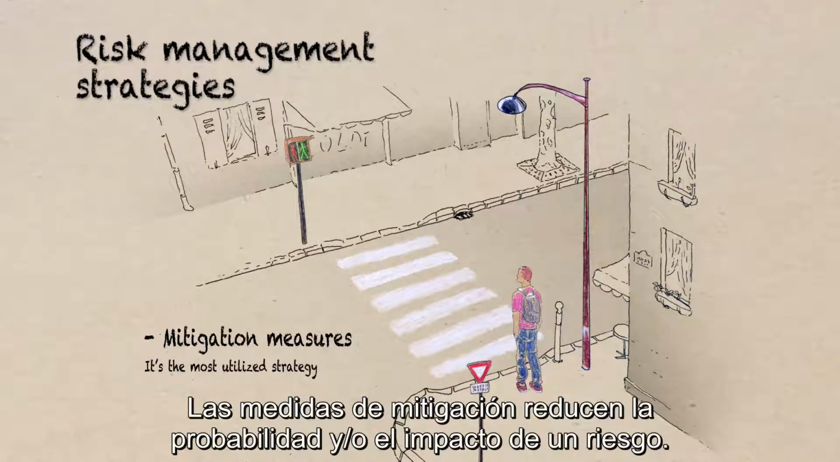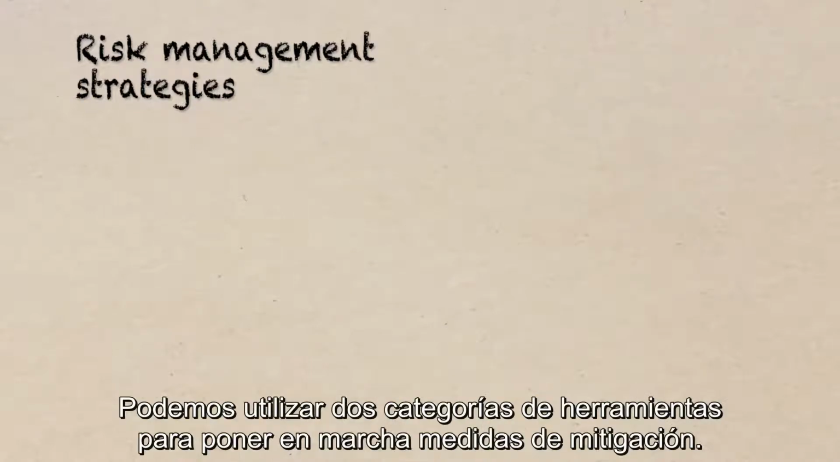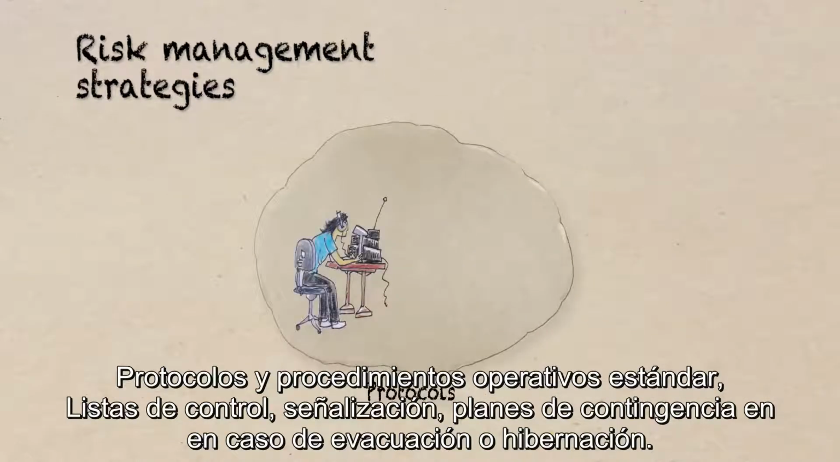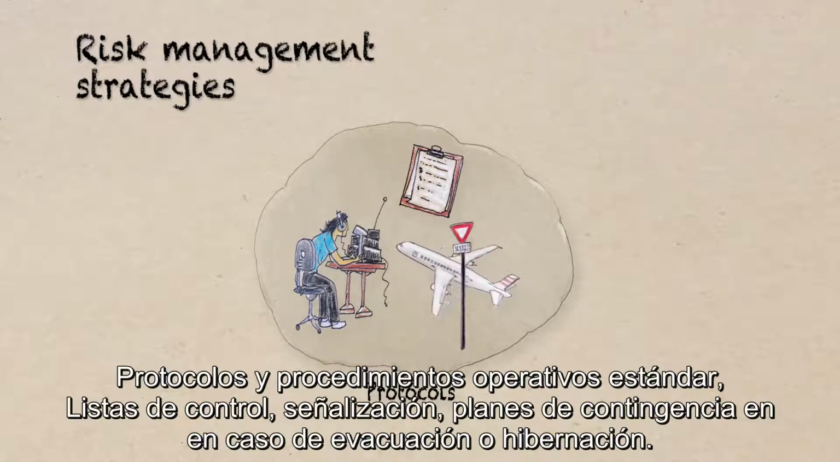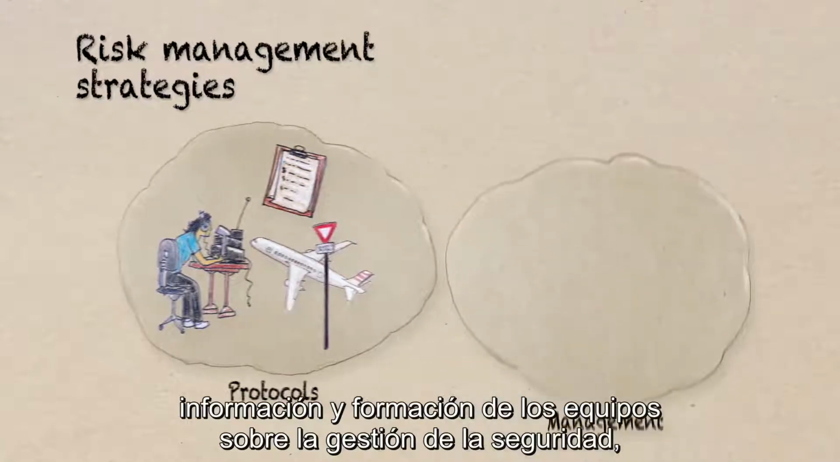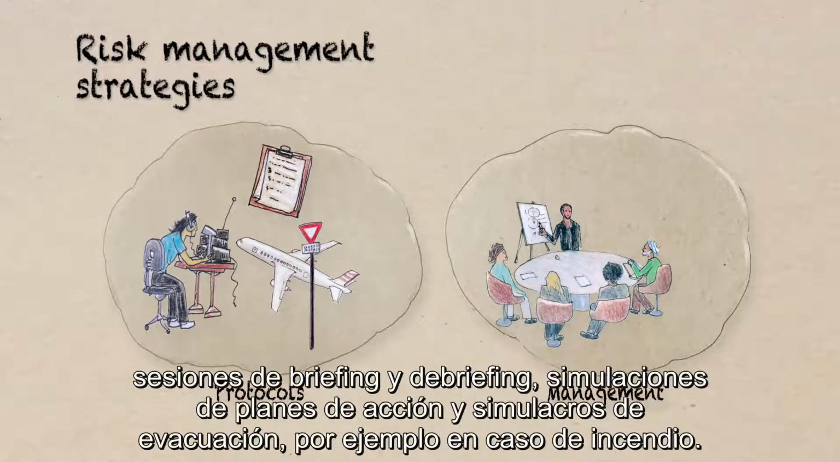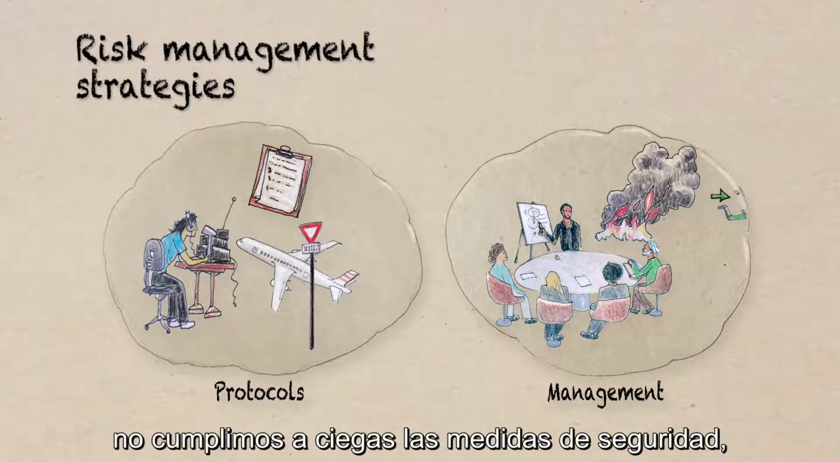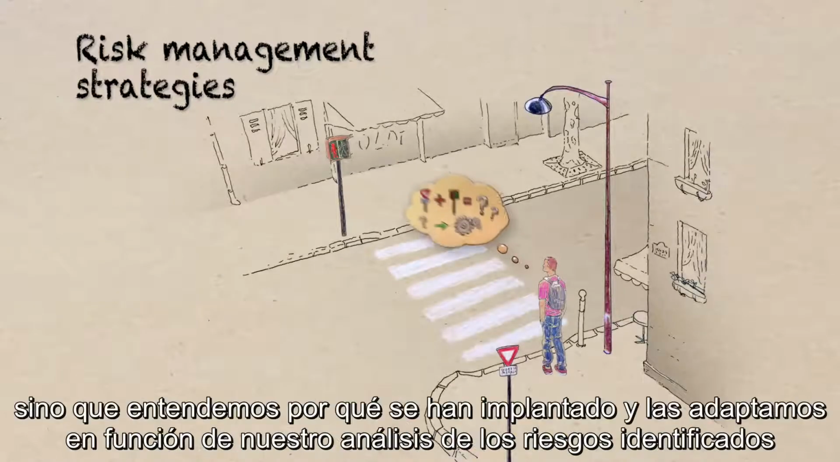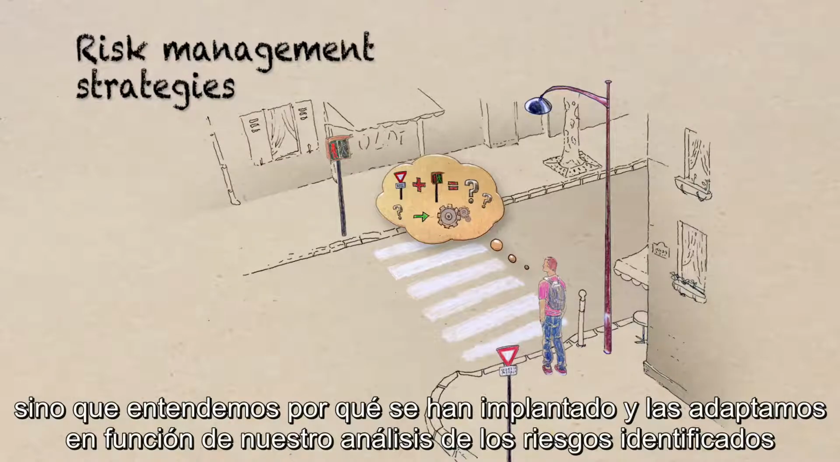Mitigation measures reduce the probability and/or the impact of a risk. We can use two categories of tools for putting in place mitigation measures. Protocols, standard operating procedures, checklists, signage, contingency plans in the event of evacuation or hibernation. Management, informing and training teams on managing security, briefings and debriefings, action plans, simulations and evacuation drills, for example in case of fire. Important, we do not comply blindly with security measures. We understand why they have been implemented and adapt them according to our analysis of identified risks.